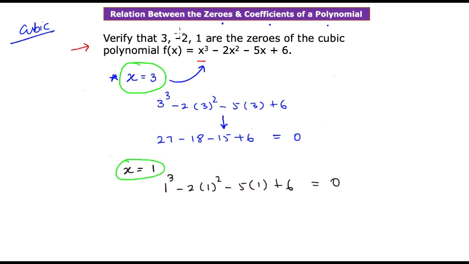So I will leave the third number, which is -2, for you to analyze: when you substitute this value of -2 in this expression, what result do you get?